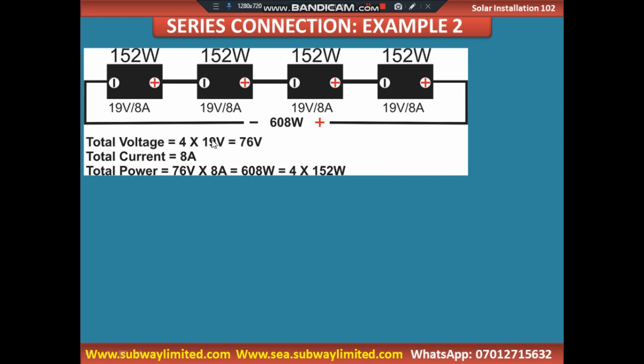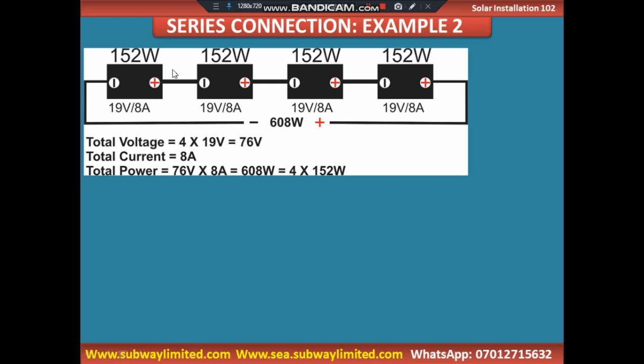So 4 times 19 will give you 76 volts. We said when we connect solar panels in series, the voltage will increase. The voltage is additive, but the current will remain constant. And this is still 8 amp. That means we are still having 8 amp when we are connecting these 4 solar panels in series. What will be the power?